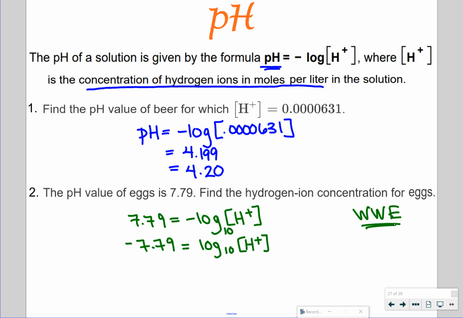Write with exponents once you get that log alone. So my base is 10. My power is what my log is equal to, negative 7.79 in this case, and that equals H+. You're probably going to leave your answer like this, but you could always type that in the calculator as well if you wanted to. Usually we're just going to write this as a power of 10 because these decimals get so tiny.